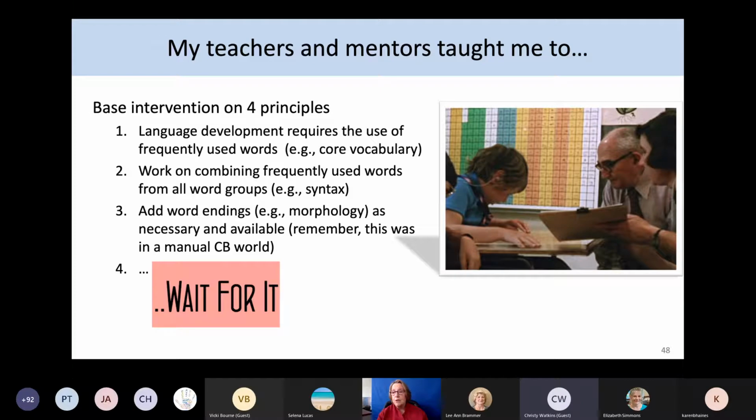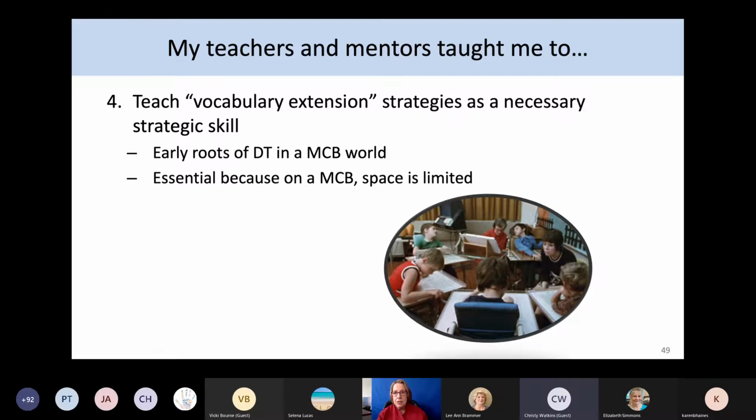The first word ending we always put on a board was plural S, so that kids can talk about more than one. And then in the verb tenses, we put past tense as our first verb tense, because it needed to be able to differentiate. Is it now, or are you talking about something in the past? But the fourth principle was use these vocabulary extension strategies as a key and necessary strategic skill. Janice Light in our field way back in the 80s wrote about the strategic skills as one of the 4 areas of competency for good AAC users.